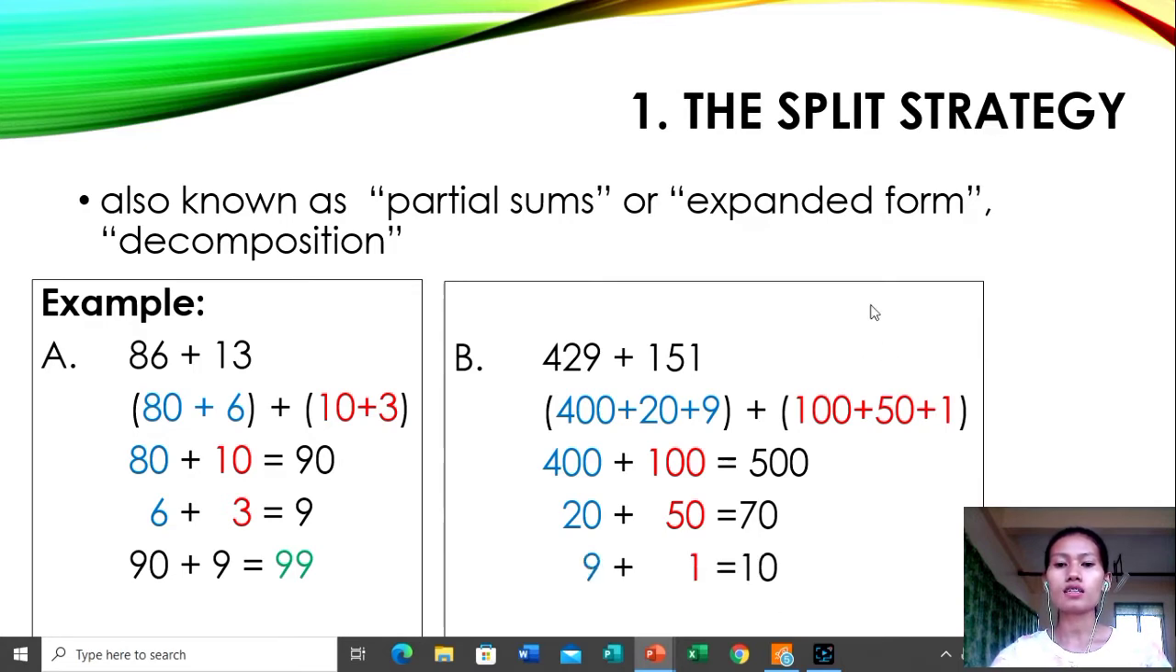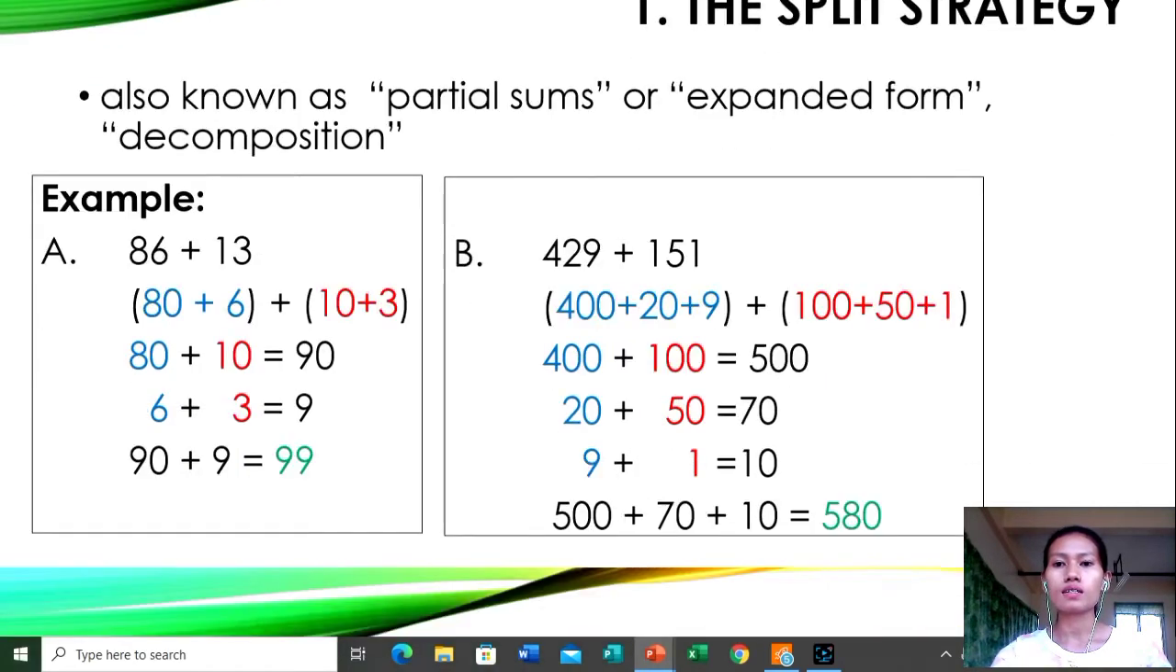And then last is yung mga nasa ones place value, which is 9 and 1. So 9 plus 1 is 10. And then i-add po natin yung mga results. So 500 plus 70 plus 10 is equal to 580. So that is now the sum of 429 plus 151 using the split strategy in addition.